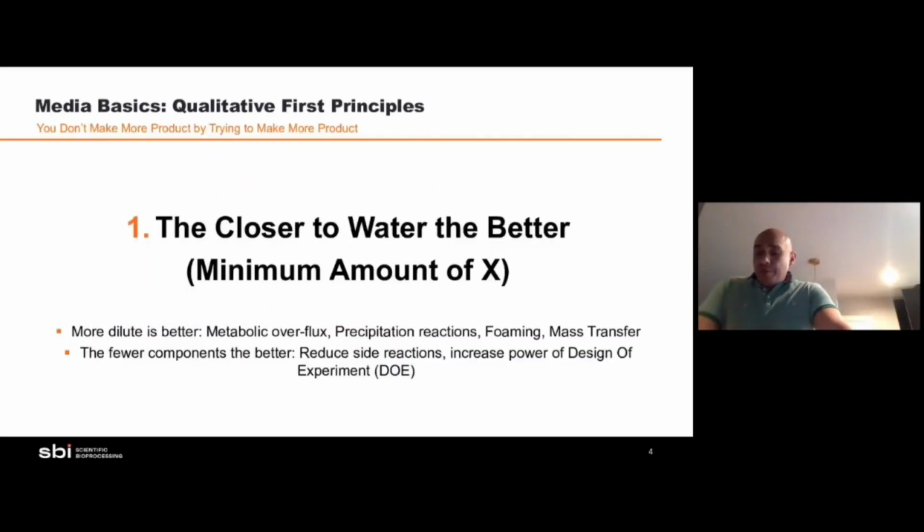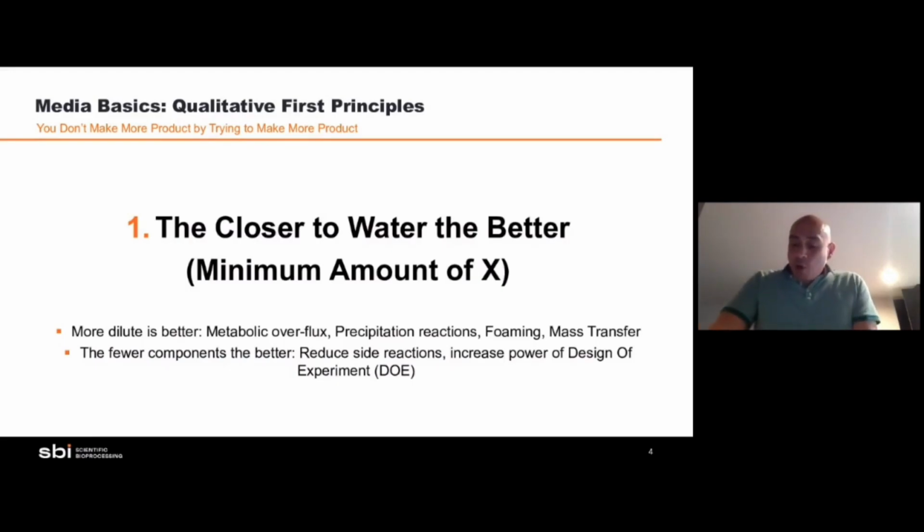So first, we will discuss media optimization from a qualitative aspect, then go over the quantitative measurements which will guide our final media optimization. So the most important thing to understand is that you don't make more product by trying to make more product. You make more product by better understanding the system. So this is a statement that often upsets my managers and employers, but in the end, run times, cost of goods, and titers are all that matter. So the closer you can get to water, the better. So the more dilute the media, in general, the better your reactor conditions will be.